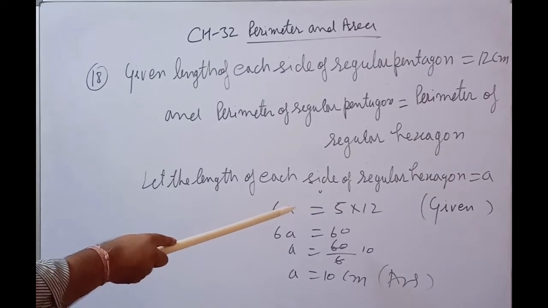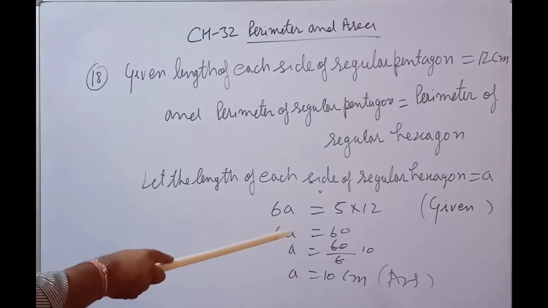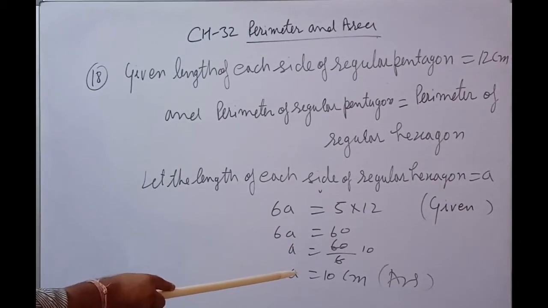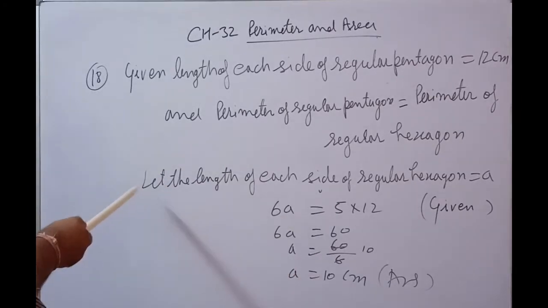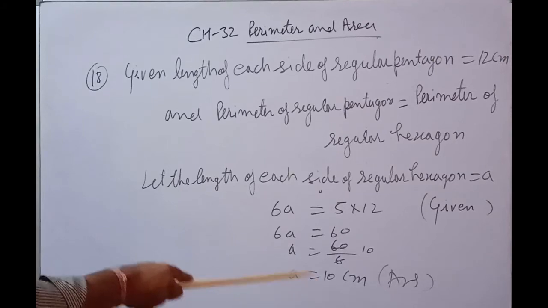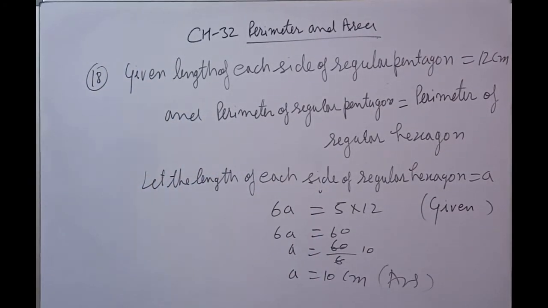So the perimeter of the pentagon will be 5 into 12, that is 60. So 6A equals 60, A equals 60 upon 6, that is 10. So A equals 10 centimeters. So the length of each side of the regular hexagon, A equals 10 centimeters, that is your answer. So in that manner you will do sum number 18.